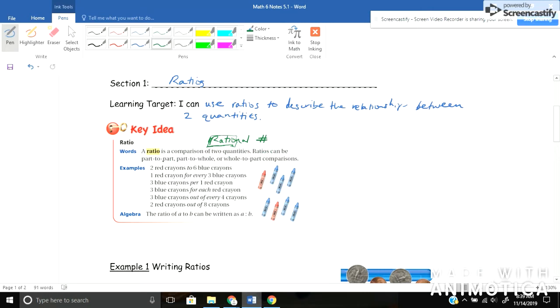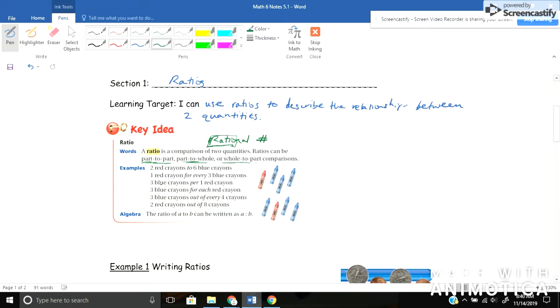Ratios can be part to part, they can be part to whole, or whole to part comparisons. And it depends on the situation, but we'll discuss a few different scenarios here of where you can have these three different comparisons. So starting with what we've got here, it says 2 red crayons to 6 blue crayons. All right, there's 2 reds and there are a total of 6 blue. That would be a part-to-part comparison.